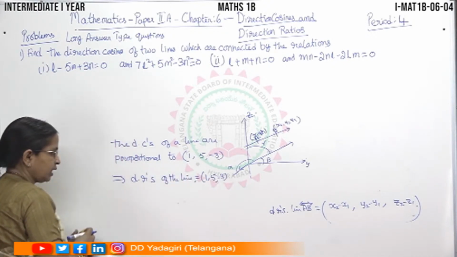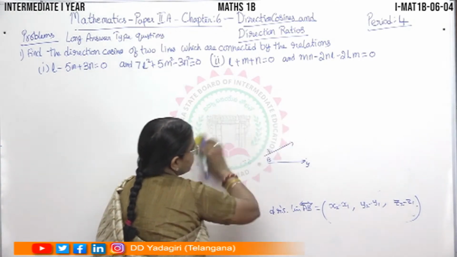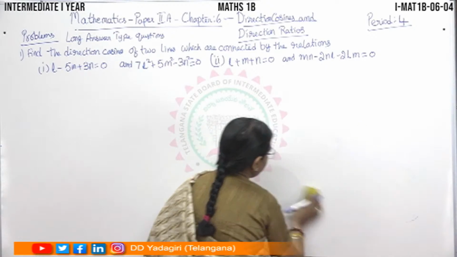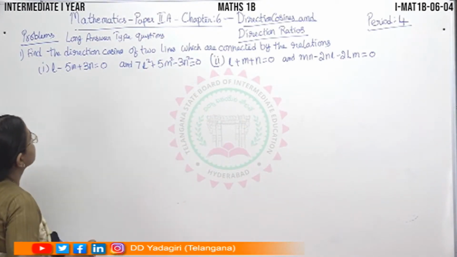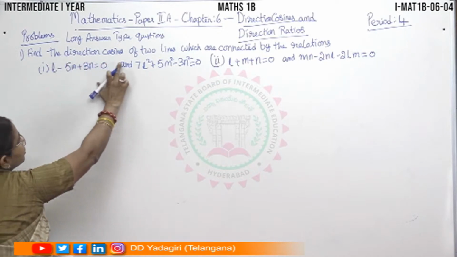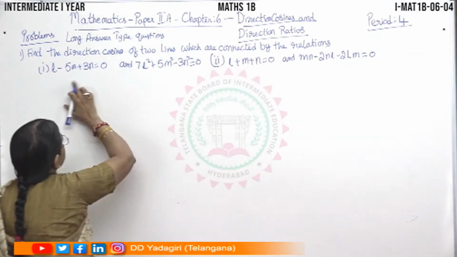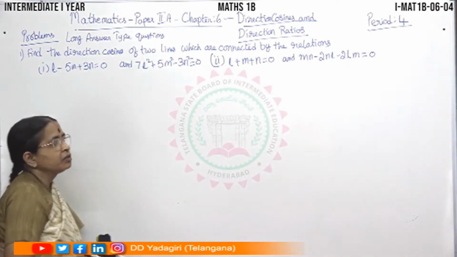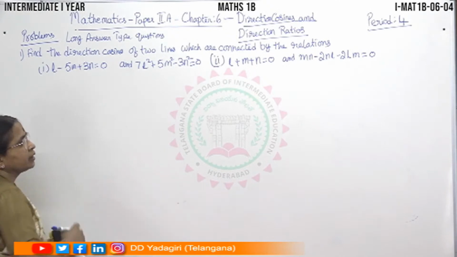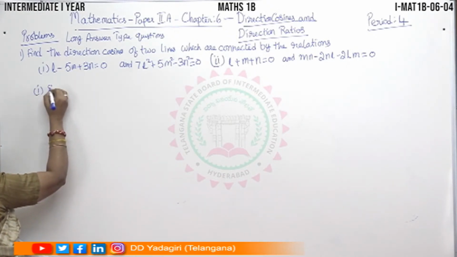Now we need this idea in solving these essay questions, long answer type questions. First we'll finish off these long answer type questions and then we'll do the simple 2 marks type questions. Now find the direction cosines of two lines which are connected by the relations. This is one problem and this is another second bit. So one bit I'll do, you can try the second one. So first bit solution.